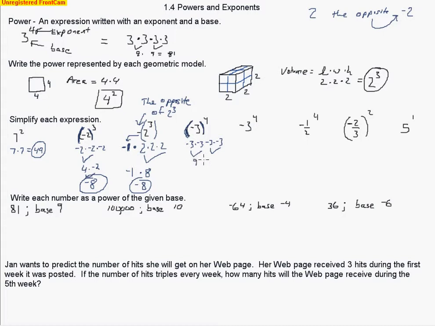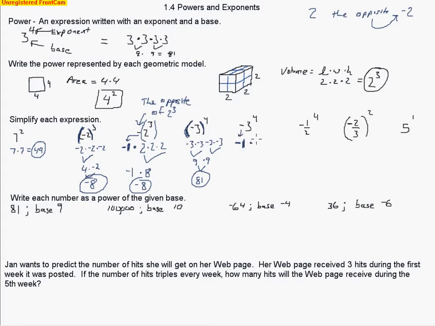2 negatives give us a positive, 2 more give us a positive, 2 positives give us a positive. 81 is the answer. But here, this is not negative 3, negative 3, negative 3, negative 3. It is the opposite. Negative 1 represents an opposite. So that's what this negative sign means.